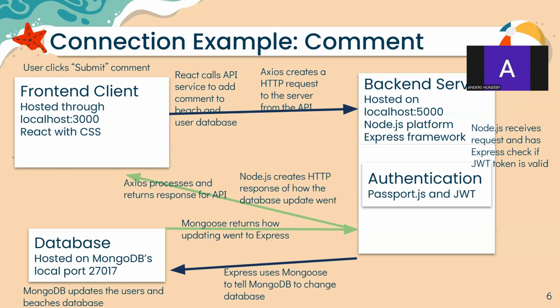And then Node.js will create the HTTP response of how the database updating went. And then once again, Axios will be present to process the returned response for the API. And then finally, React will accept the response and either update the front end to show that there's a new comment or show that there's an error.